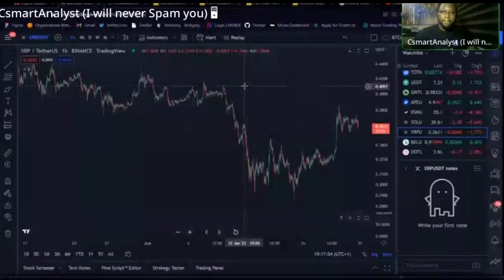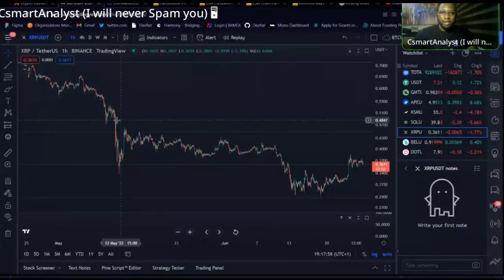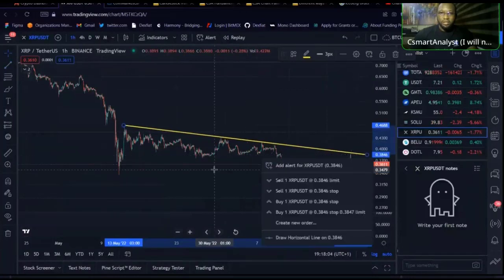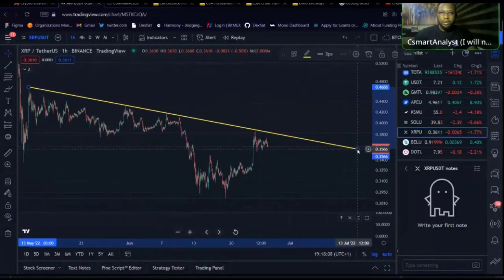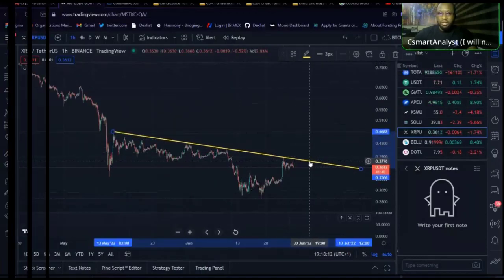Looking at XRP itself, based on sentiment on Twitter, I could see it's more or less about breaking a resistance. XRP was going to break a resistance, but it did not break it. It is yet to break it.